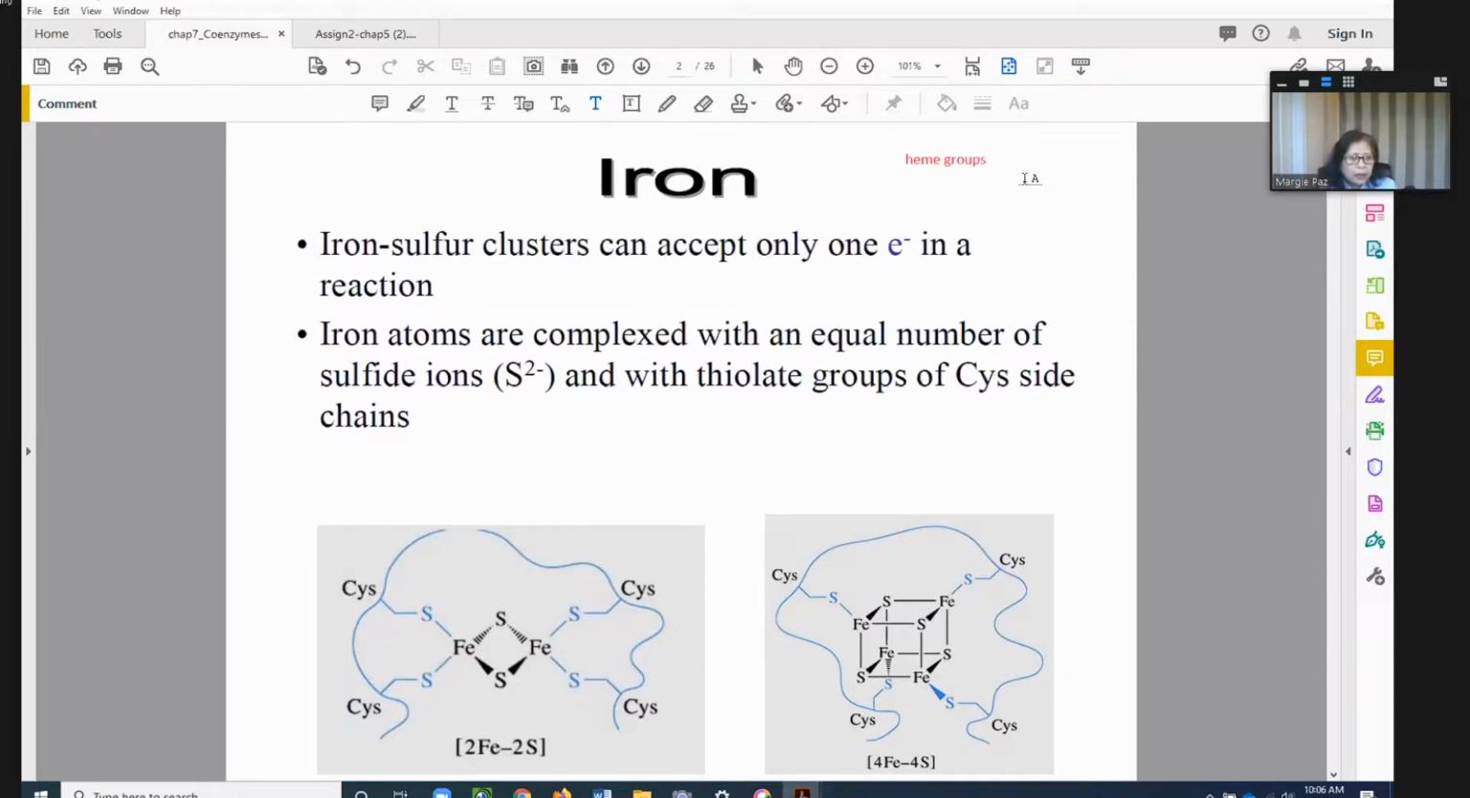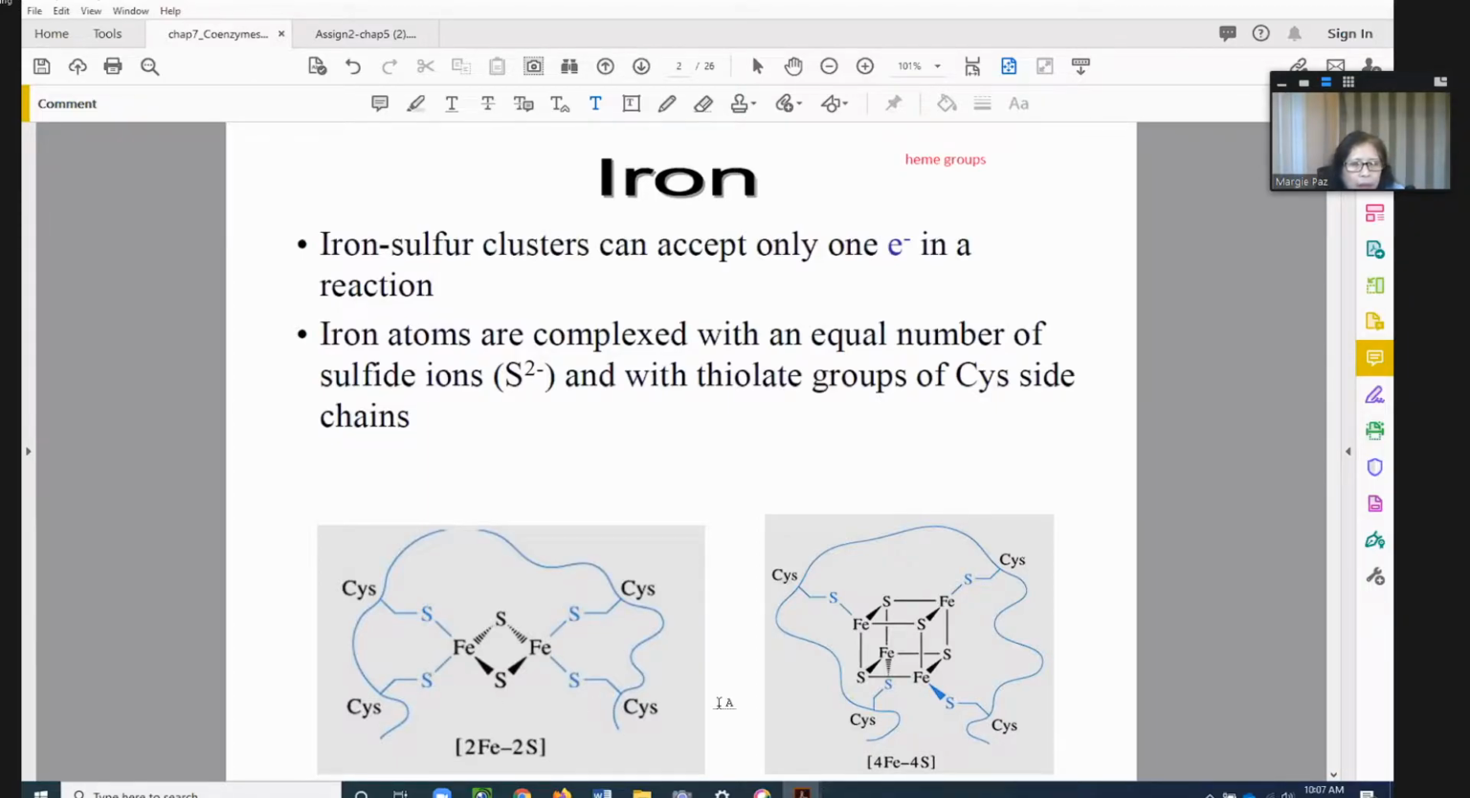So iron is not only associated with heme proteins and enzymes, but non-heme iron exists in what we call iron sulfur clusters, just like what we see here in these figures. In these iron sulfur clusters, the sulfide ions, as well as the thiolate group, remember cysteine has the thiol group, will bind the iron. Okay, the sulfide and the thiolate groups will bind the iron.